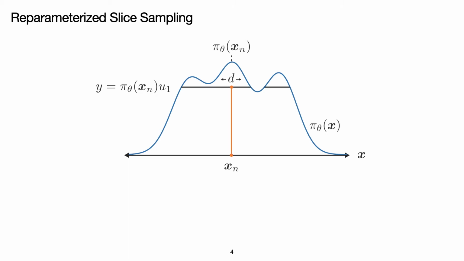This in turn defines a horizontal slice through the distribution, where the slice is given by the values x for which pi theta of x is greater than y. The second step of slice sampling is to sample uniformly from this horizontal slice. And we do this by numerically finding the endpoints of this slice, namely the points where the slice intersects with the curve pi theta of x. And we call these x minus and x plus, so the 2 points in the different directions going from xn. And once we identify these points by the root finder, it is straightforward to generate the next sample value xn plus 1 via another uniform random variable.